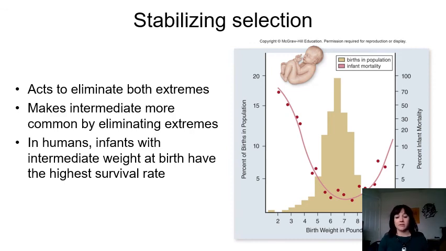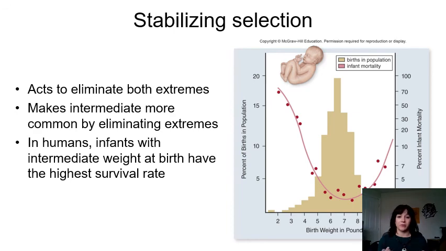So what happened over time was that fewer and fewer babies were born that were really small or really large because those genes weren't getting passed down. We have stabilizing selection where the average of 7 is best, and so that is the size that is most commonly seen today.